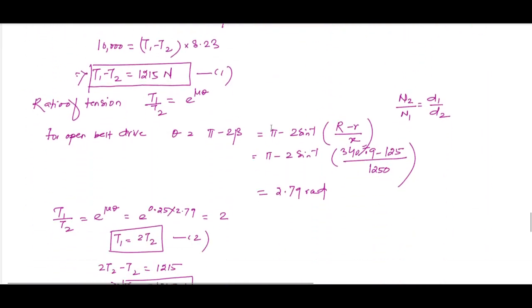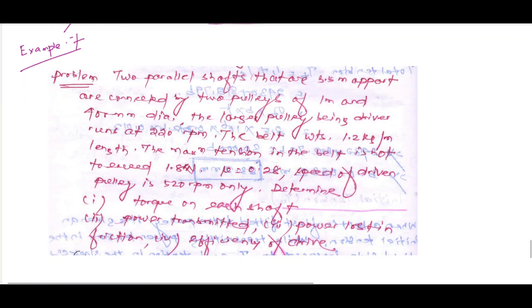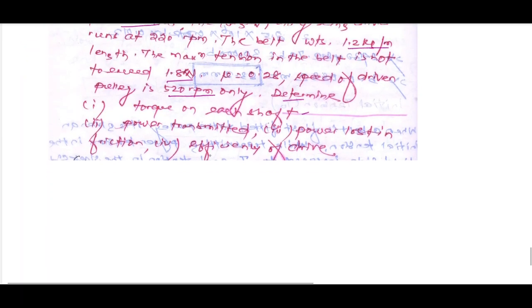This will be your example 7. Okay, so let's say this is the question. Two parallel shafts that are 3.5 meter apart are connected by two pulleys of 1 meter and 400 mm diameter. Larger pulley being driver and runs at 220 rpm. The belt weighs 1.2 kg per meter length. The maximum tension in the belt is not to exceed 1.8 kN. Mu is 0.28. Speed of the driven pulley is 520 rpm only. Determine torque on each shaft, power transmitted, power lost in friction, efficiency of the drive. You have to find out this much.